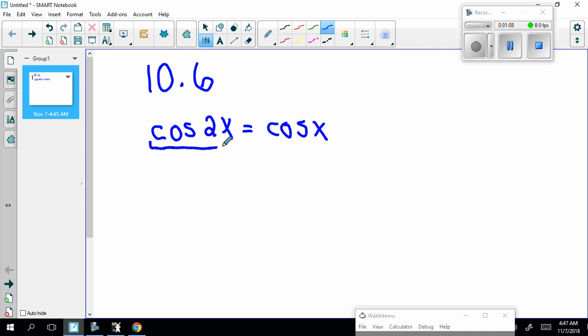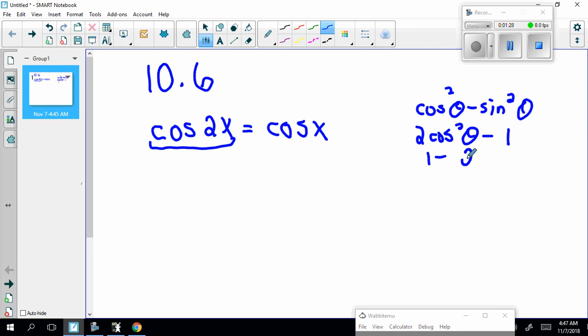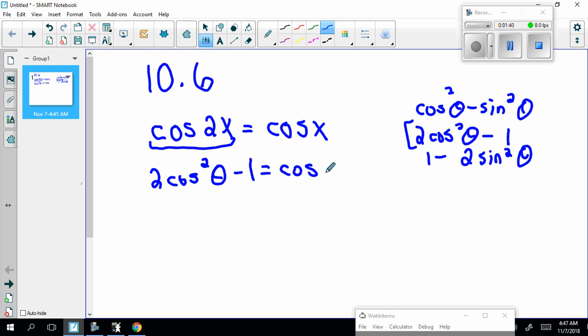There are identities, three of them for this. As you saw last section, we like quadratic equations. So there's cosine squared minus sine squared, there's 2 cosine squared minus 1, and there's 1 minus 2 sine squared. I'm going to use version 2. So this problem is technically pretty easy if you memorized your identities, because now we have a quadratic.